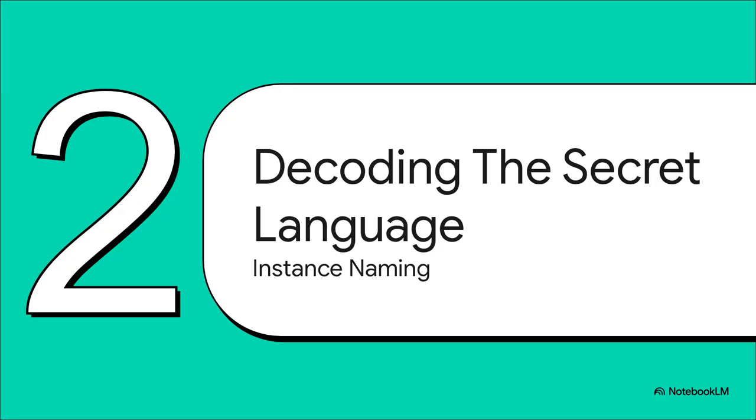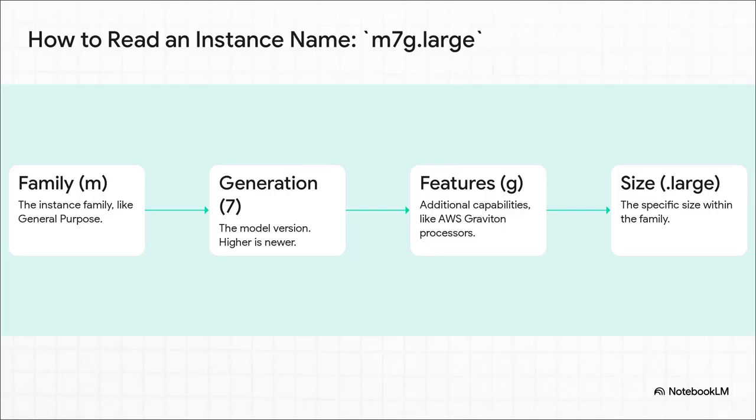So now we know the vehicle categories: sedan, race car, cargo van, truck, and specialized supercar. But when you look at the list, you see names like M7G.large. So how do you read the model number? Well, it is time to decode the secret language. This is where it all clicks.